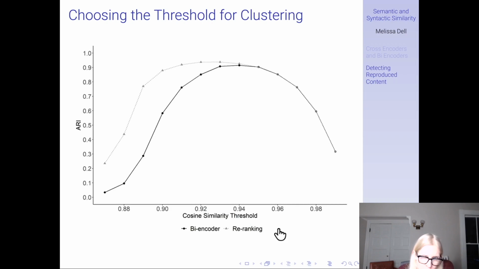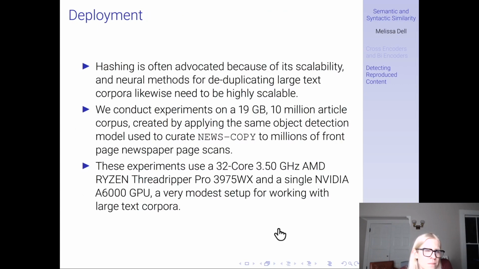We choose the threshold for single linkage clustering on the validation set. Analogously, we choose the threshold for what share of n-grams you need in common on the validation set as well. And you can see that with the neural method, the results are relatively robust to using different thresholds. Obviously the cosine similarity threshold matters. If you make it way too low or way too high, it's going to do very poorly. But within reasonable values of it, the results are quite robust.